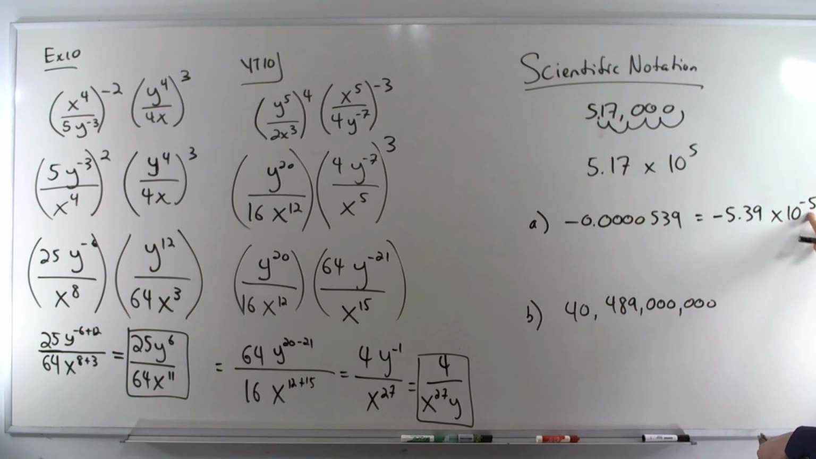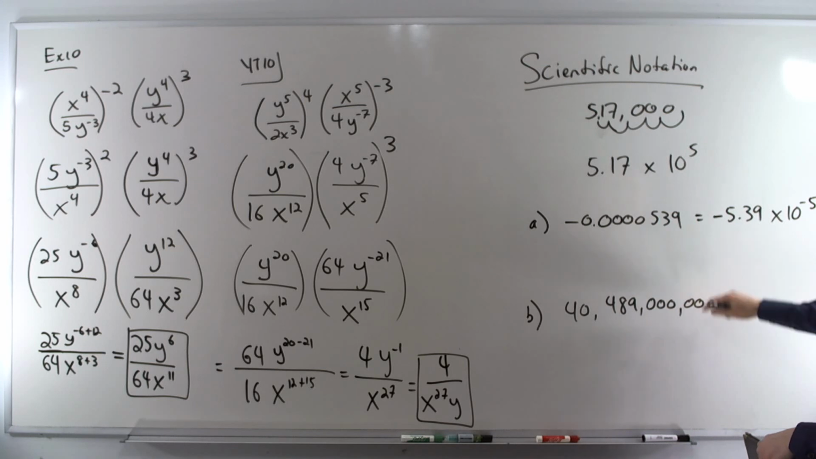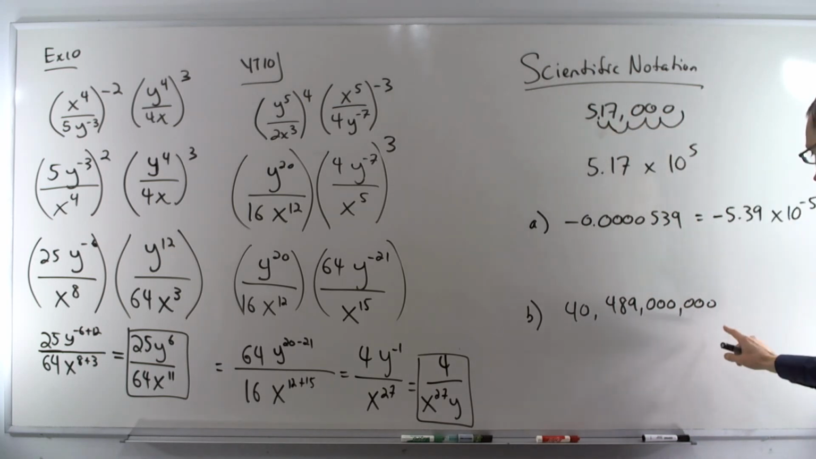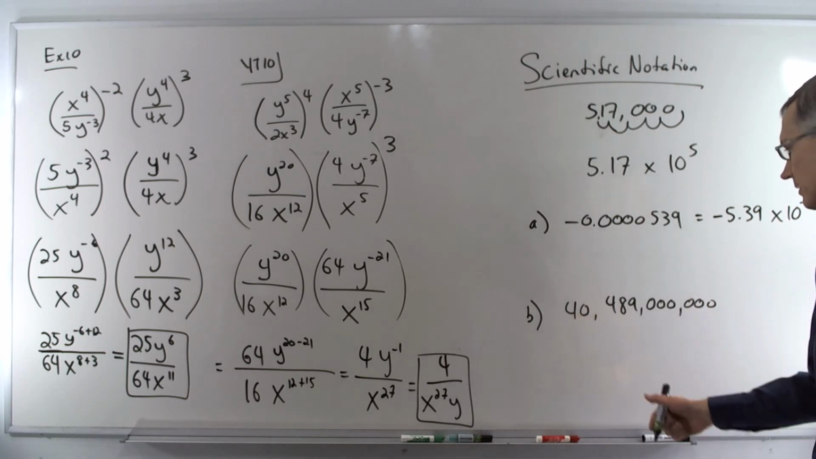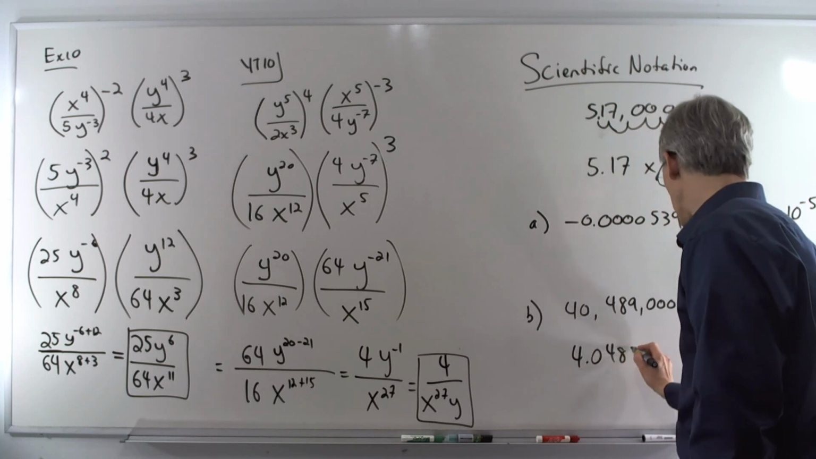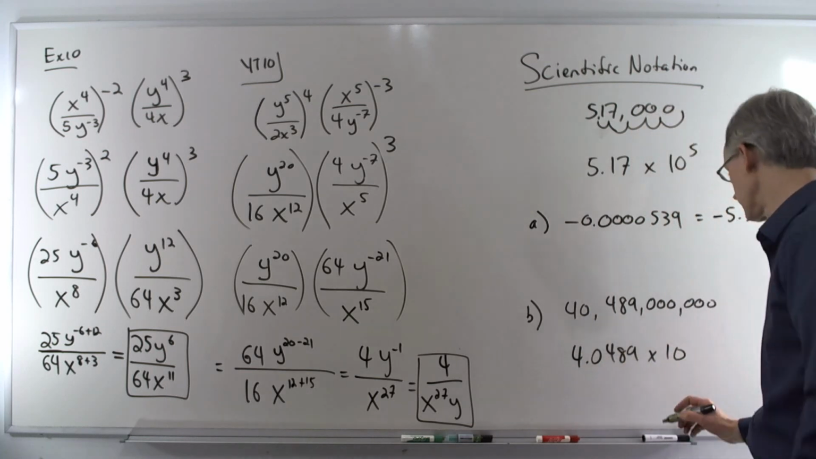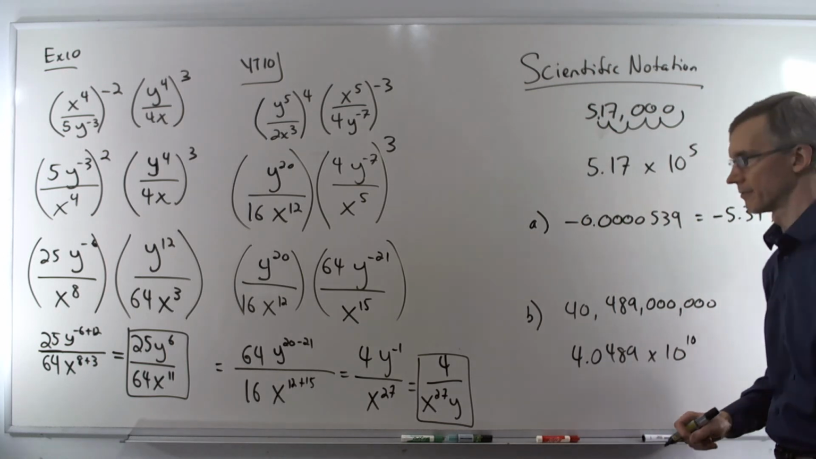So notice that negative exponents give us very small numbers, little decimals. Positive exponents give us big numbers. So we got a big number here. 3, 6, 9 places, plus one more is 10. So that is 4.0489 times 10 to the, we moved it 10 spots, so that's 10 to the 10th power. 4.0489 times 10 to the 10.